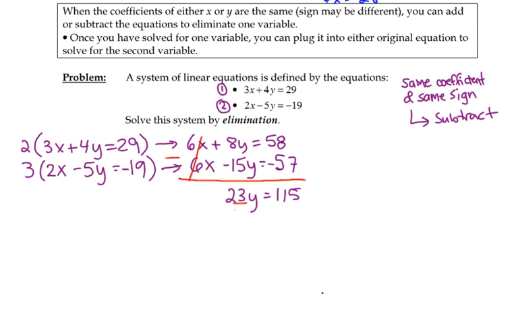Divide both sides by 23. And how many times does 23 go into 115? 5 times. Y equals 5. Now that's going to be the only part that's different from yesterday's lesson. The rest is going to be identical.